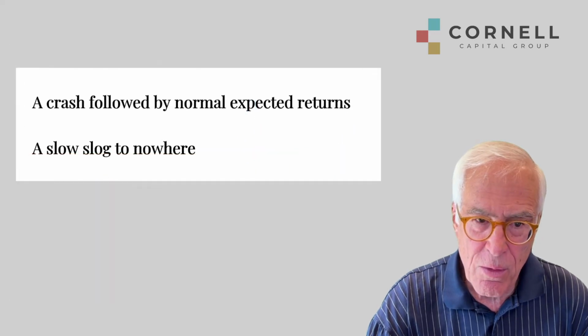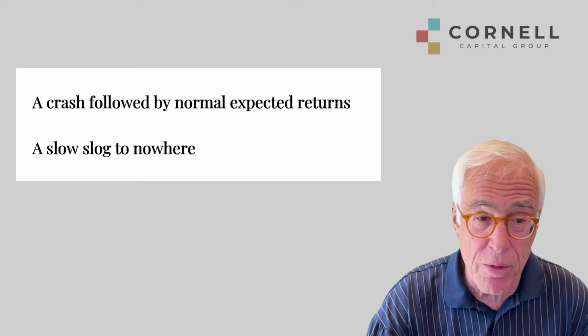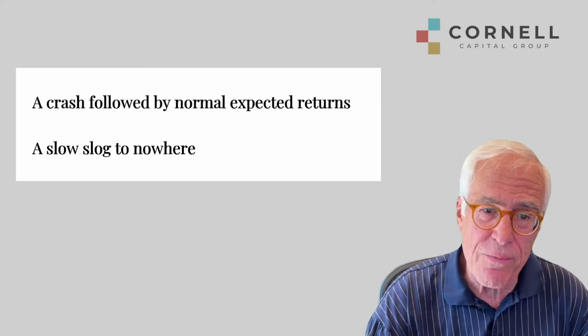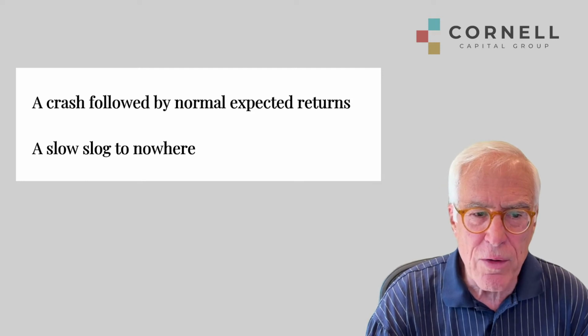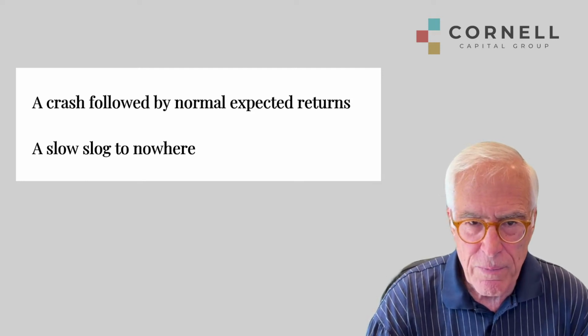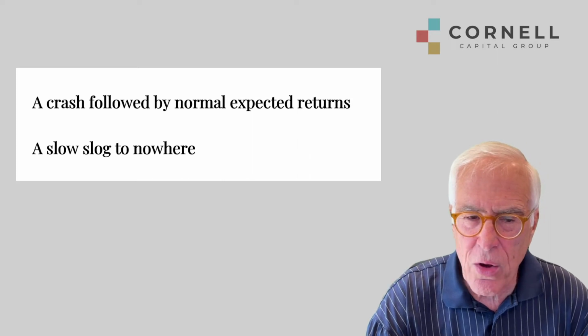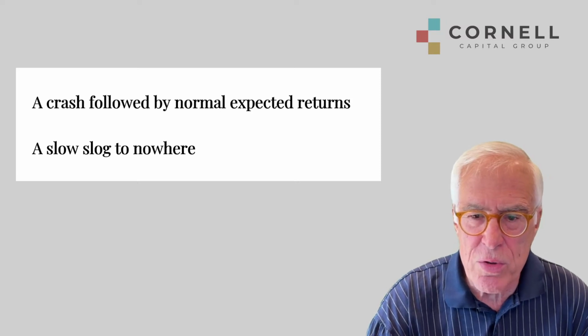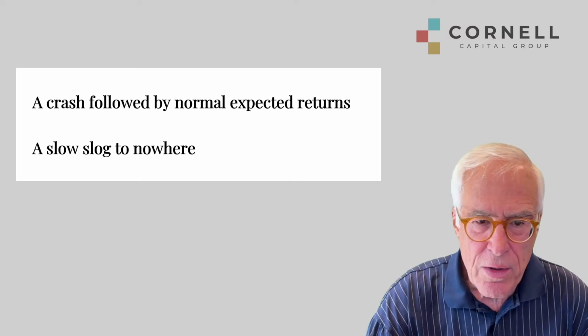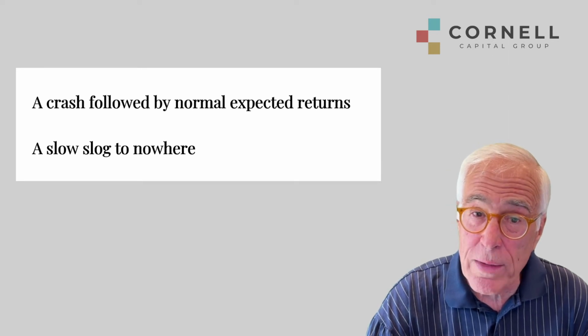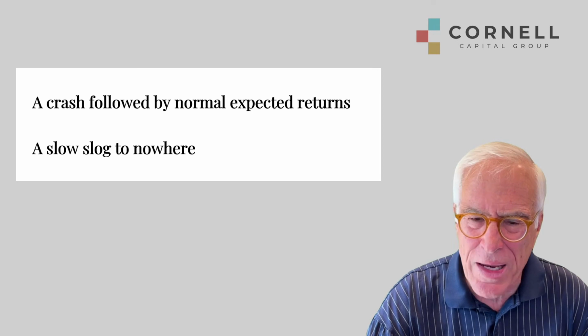So as an investor, how do you react to that? Well, again, it depends on why or how the returns are going to be lower. And there are actually two polar cases here. One is, and this has happened on a number of occasions, in 2001, 2008, for example, you have a crash followed by normal expected returns. The other alternative is what I call a slow slog to nowhere, where price appreciation slows to a crawl so that eventually earnings can grow relative to prices and bring the ratios back into a more normal range.